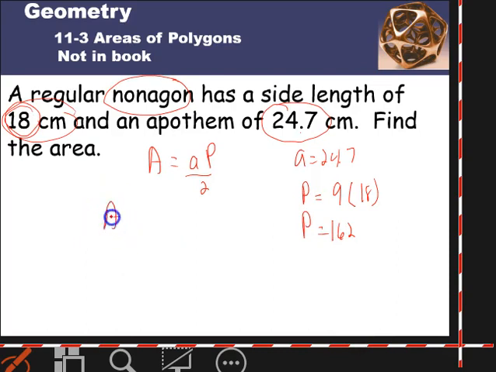So my area is the apothem, which is 24.7, times the perimeter, which is 162, divided by 2. So on my calculator, I do 24.7 times 162, and divide that by 2. I get 2000.7. So my area is 2000.7.